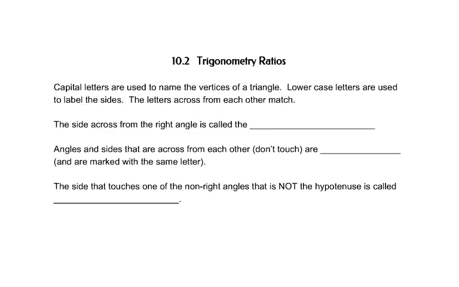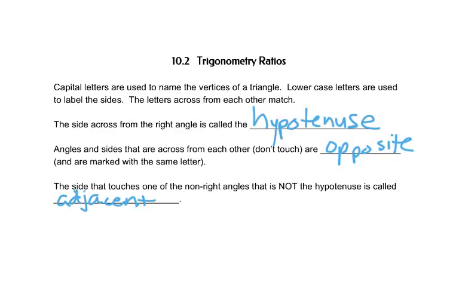The side across from the right angle is called the hypotenuse. We've talked about that before, but it's going to become even more important as we continue. Angles and sides that are across from each other that don't touch are called opposite. And a side that touches one of the non-right angles that is not the hypotenuse is called adjacent. And we'll look more carefully at that in a minute too.